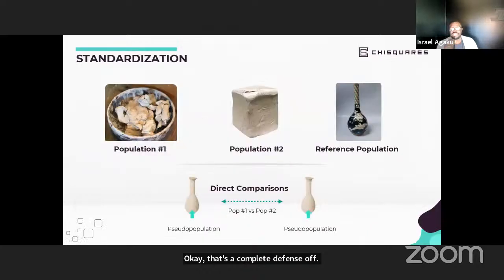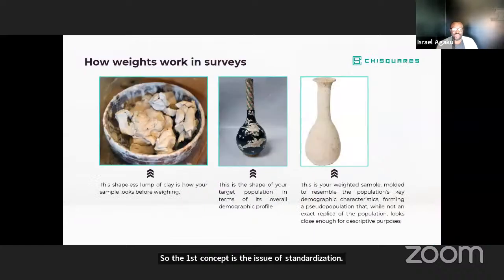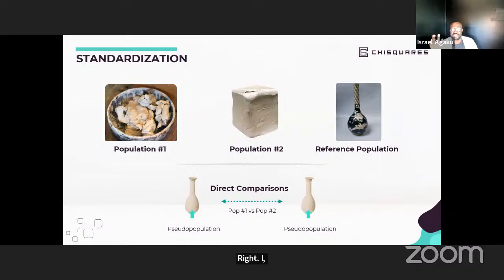So the first concept is the issue of standardization, right? I want to talk about two concepts here: standardization and weight. They are similar, but a bit different. In standardization, I have two populations, population 1 and population 2, and I want to compare those two populations. But I can't compare them, at least not directly, because they are so different. Look at these populations, right?